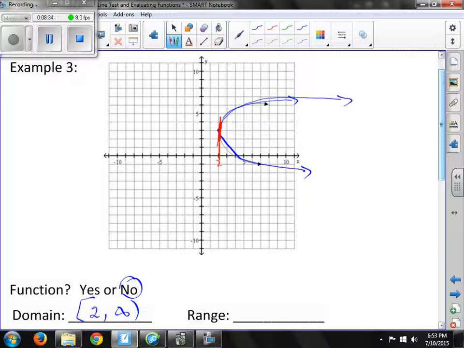Now, we're thinking on the range, how low and how high. How low does this go? Keeps getting lower and lower and lower. How high does it go? Keeps getting higher and higher and higher. Goes from negative infinity to positive infinity.